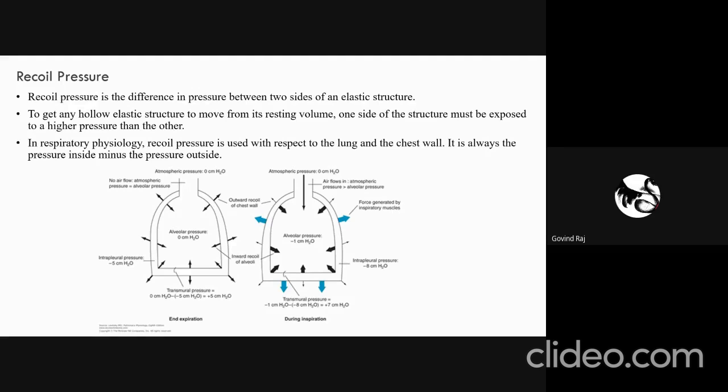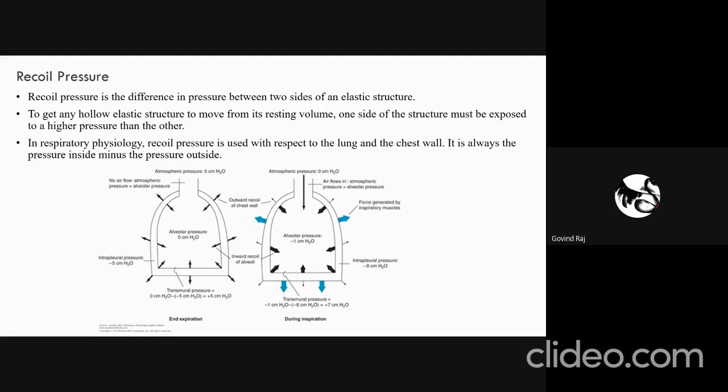In order for the balloon to expand, here is the second point: to get any hollow elastic structure to move from its resting volume, one side of the structure must be exposed to a higher pressure than the other. I'll simplify it for you. If you have a rubber band and you want to extend it, you cannot extend it without fixing one end of the rubber band somewhere. This is the basic idea behind this sentence.